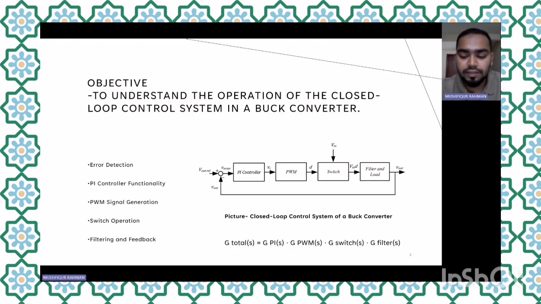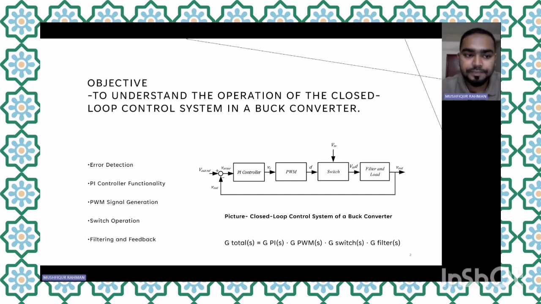Today, I am going to explain the operation of the feedback controller in a buck converter as shown in this block diagram. A buck converter is a type of DC to DC converter that steps down a higher input voltage to a lower output voltage. The diagram here represents a closed loop control system, which ensures that the output voltage remains stable and matches the desired reference voltage, regardless of changes in load or input voltage.